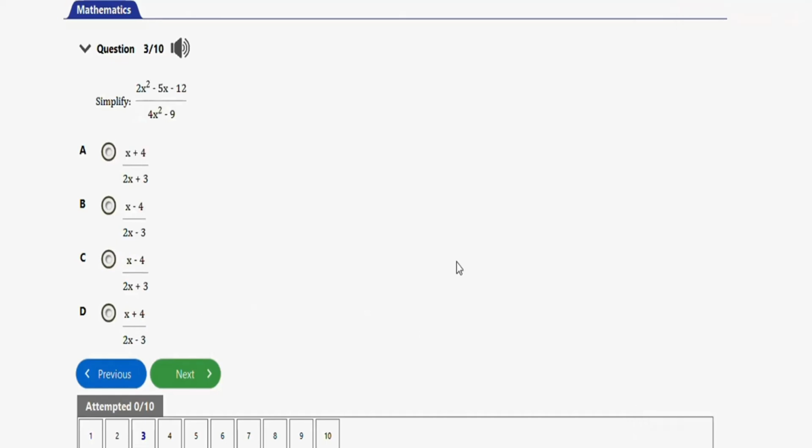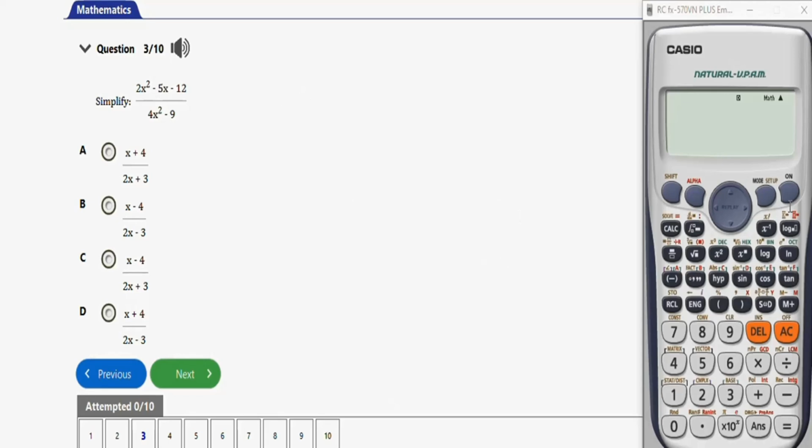Alright, so let's bring the calculator and solve this question as well. Okay, so we have to simplify. We are still making use of the x we stored as 2 on this calculator. So we have, for this question, 2x squared minus 5x minus 12 over 4x squared minus 9. So that's it. Let's press equal to see the output.